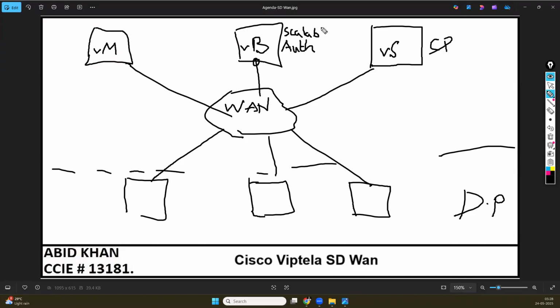And as I said, for scalable authentication, what is the model? The model we call PKI, public key infrastructure. Public key infrastructure is also called IKE, Internet Key Exchange. And ultimately, this is based on digital certificates. So every component in Cisco Viptela SD-WAN must have a digital certificate of their own.